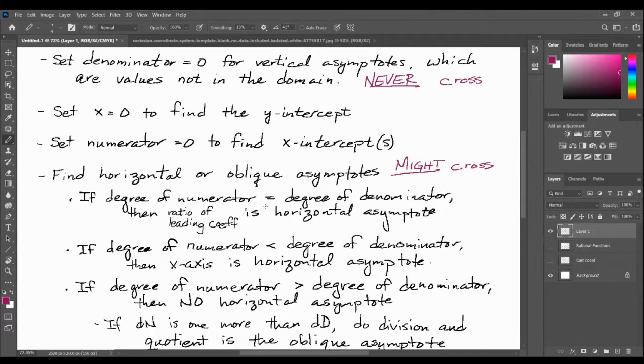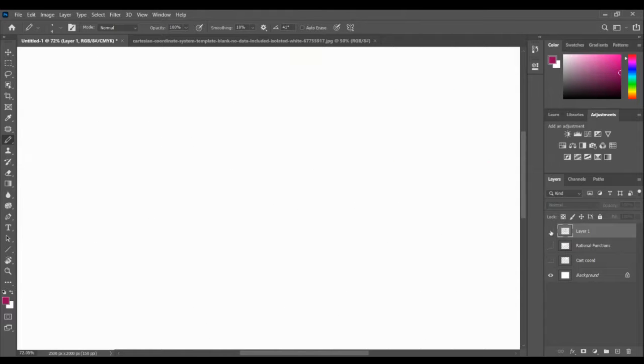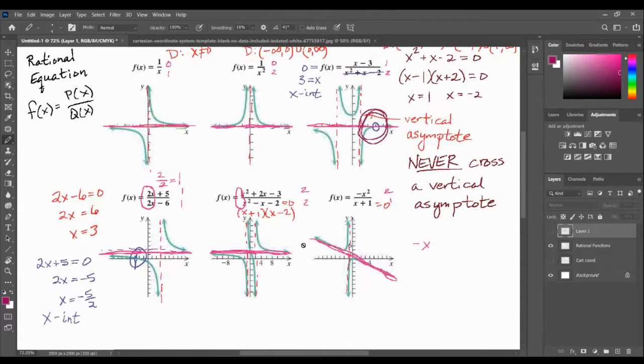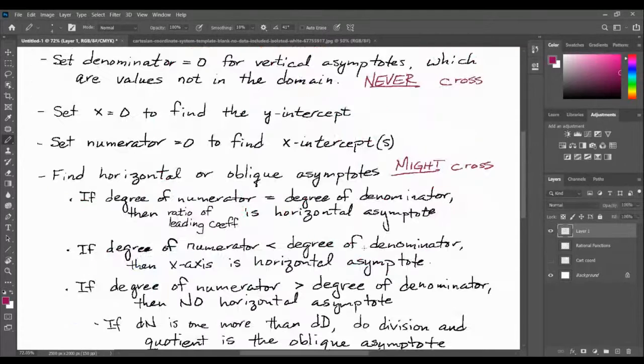We find horizontal or oblique asymptotes by comparing the degree of the numerator to the denominator. If they're the same, the ratio of the leading coefficients is the horizontal asymptote. If the degree of the numerator is less than the degree of the denominator, the x-axis is the horizontal asymptote. If the degree of the numerator is greater than the degree of the denominator, there's no horizontal asymptote. But if it's only greater by 1, then you do the division, and the quotient you end up with is the oblique asymptote, like the one down here in number 6. It's at an angle. And that will help you find the easiest ways to graph these rational equations.